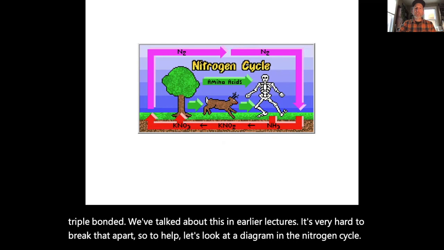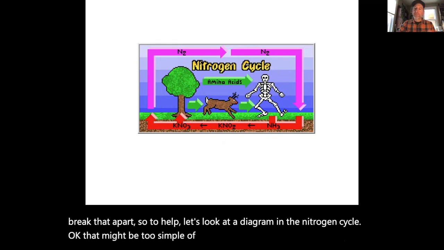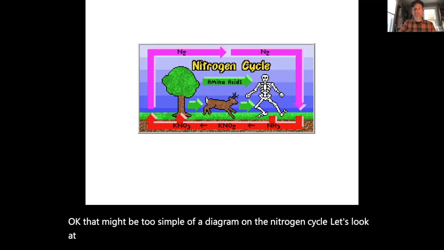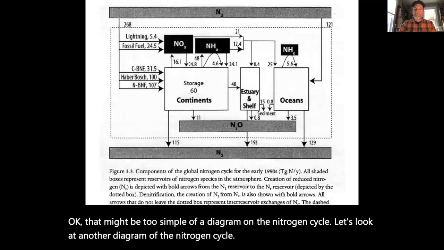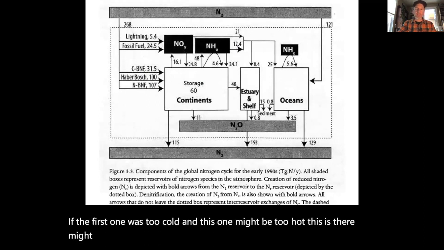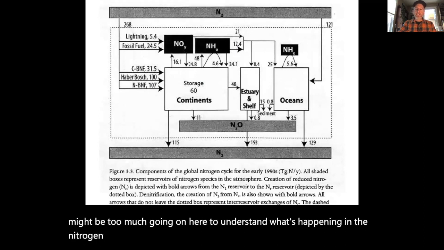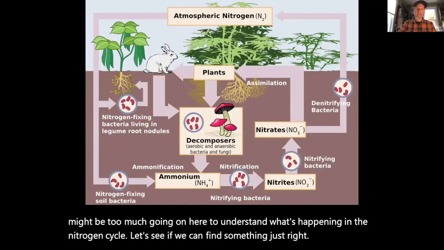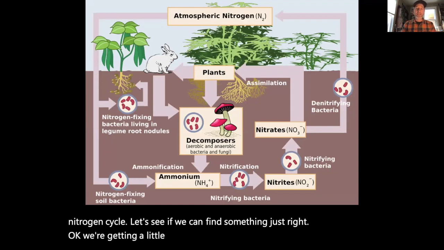Okay, that might be too simple of a diagram of the nitrogen cycle. Let's look at another diagram of the nitrogen cycle. If the first one was too cold, then this one might be too hot. There might be too much going on here to understand what's happening in the nitrogen cycle. Let's see if we can find something just right. Okay, we're getting a little bit better. Here's another diagram of the nitrogen cycle.